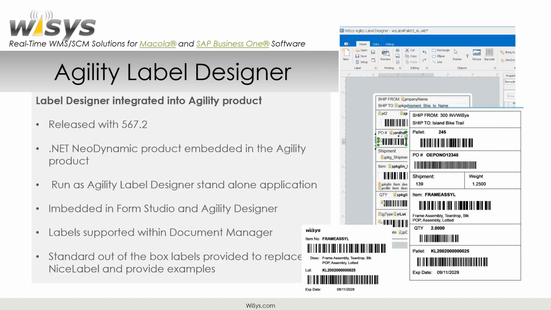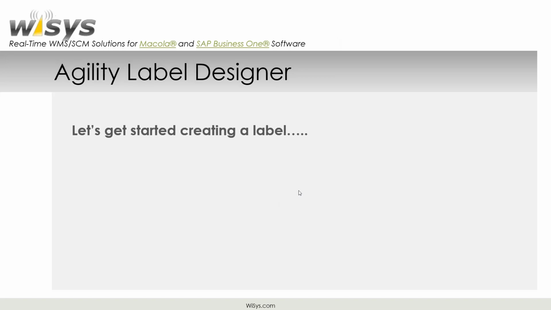We do have out-of-the-box labels that we are providing with the same installation. So the nice labels that came out of the box as standard that you could use out of the box or use for examples or customize and tweak, we have prepared and provided those to you with the update as part of 567.2. So with that, this class is about how do I do it and what do I need to do to get started. So let's just go on ahead and jump in here and get started.